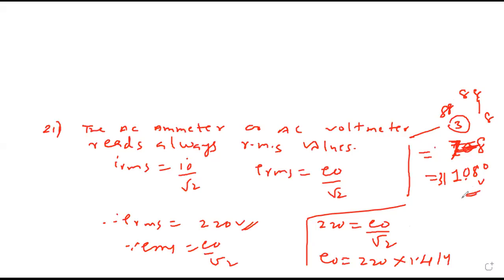311 वोल्ट चेक है क्या? 311 वोल्ट. ऑप्शन में है 3111. No, sir. No. So D, none of the above. Important was to remember AC ammeter, AC voltmeter always records RMS value.